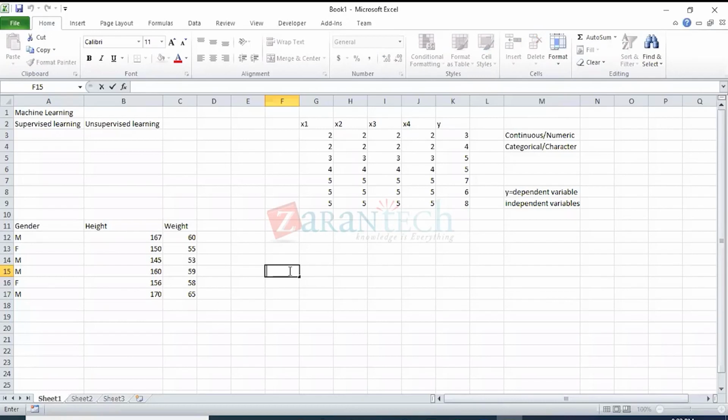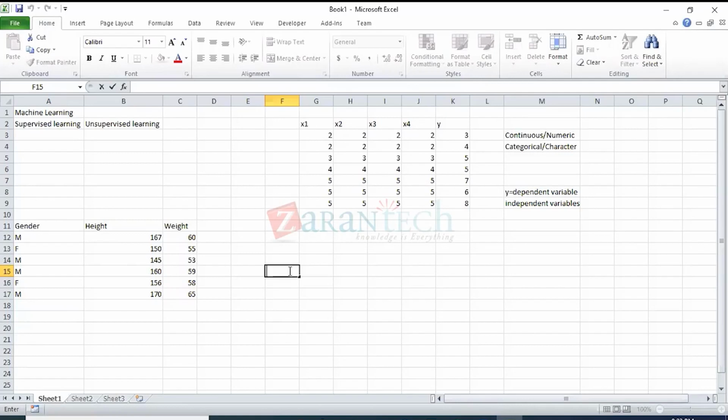Yes. If I am trying to figure out the gender based on the height and weight, then they can be interchangeable, right? Then gender will become the dependent variable. Yes, exactly. That's what I mean.